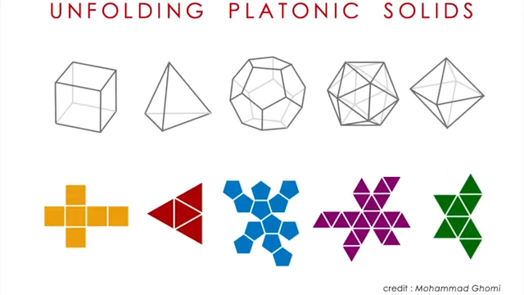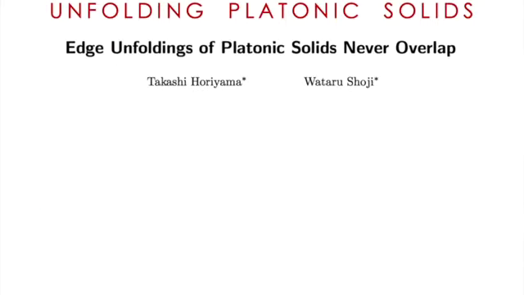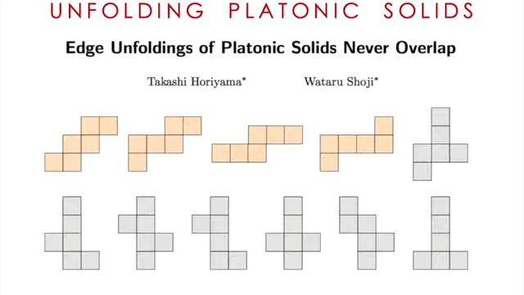A brilliant twist on this was actually done in the work of Hirose and Shoji in their CCCG work in 2011 on edge unfoldings of platonic solids, showing that every possible unfolding along those edge cuts will give you a net. So in other words, for the cube, there are 11 different possible ways of unfolding it, and it turns out all of them are nets. None of the faces, none of these 6 squares overlap.